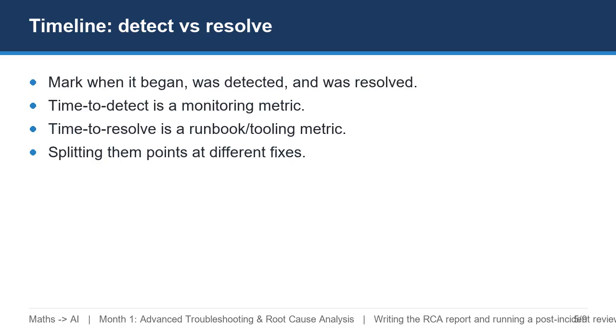Build a precise timeline with 3 markers: when the incident began, when it was detected, and when it was resolved. Splitting time to detect from time to resolve is diagnostic in itself. A long detection gap implicates your monitoring and alerting. A long resolution gap implicates your runbooks, your access, or your tooling. Those are completely different corrective actions, so separating them tells you where the time was actually lost.